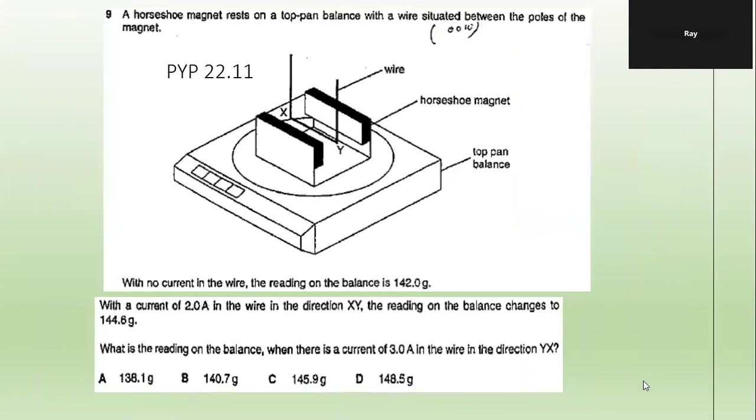How about this one? A horseshoe magnet rests on a top-pan balance with a wire situated between the poles of the magnet. With no current in the wire, the reading is 142.0 gram, and when the current is 2 ampere in the wire in the direction of XY, the reading of the balance changes to 144.6 gram. What's the reading of the balance when the current is 3 ampere in the wire in the direction of YX?